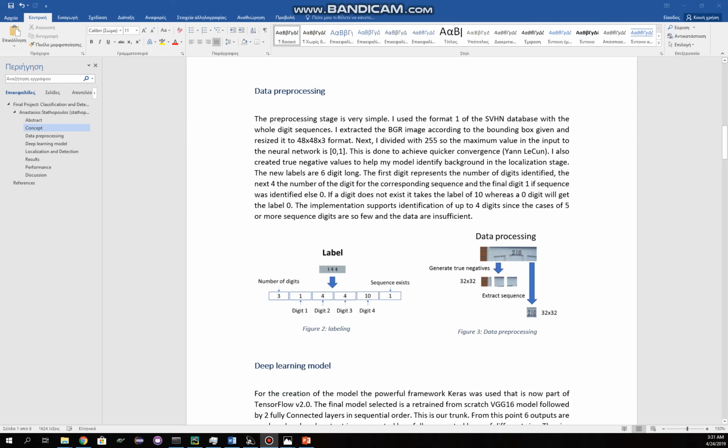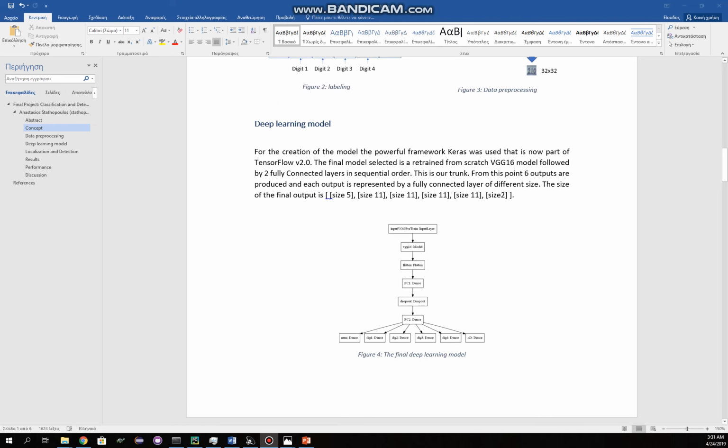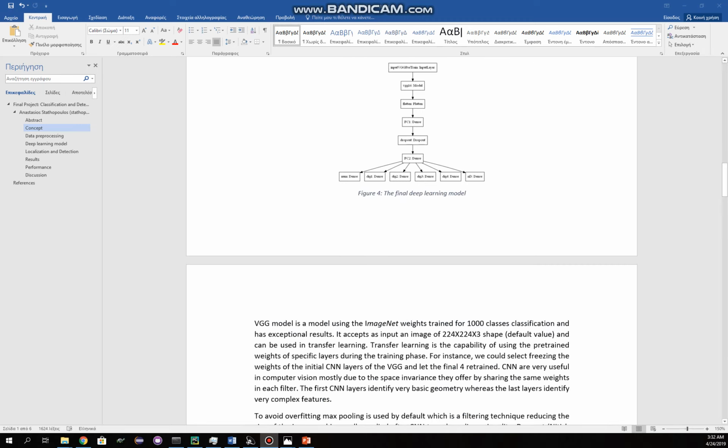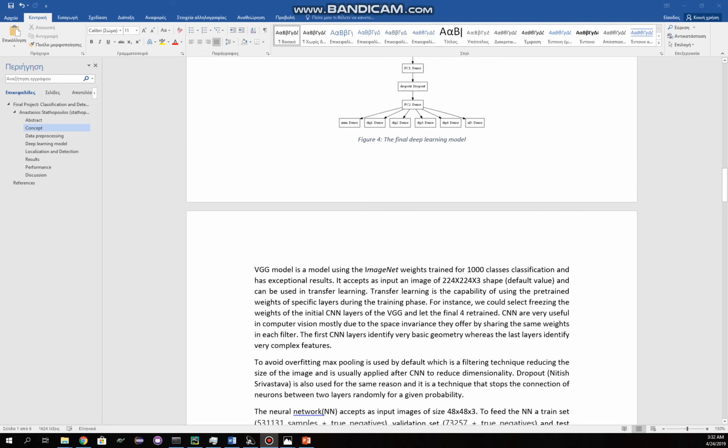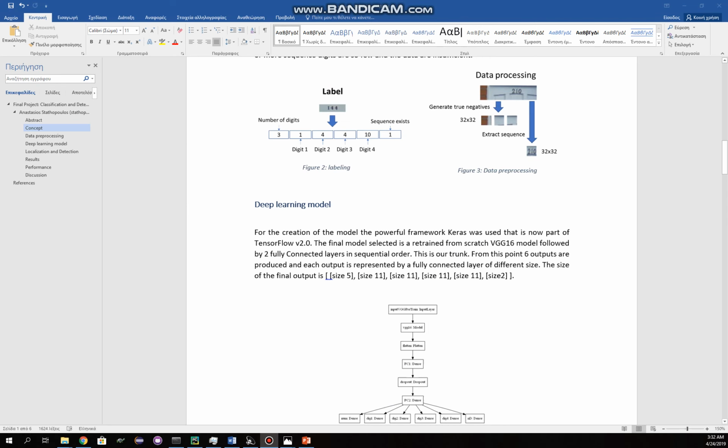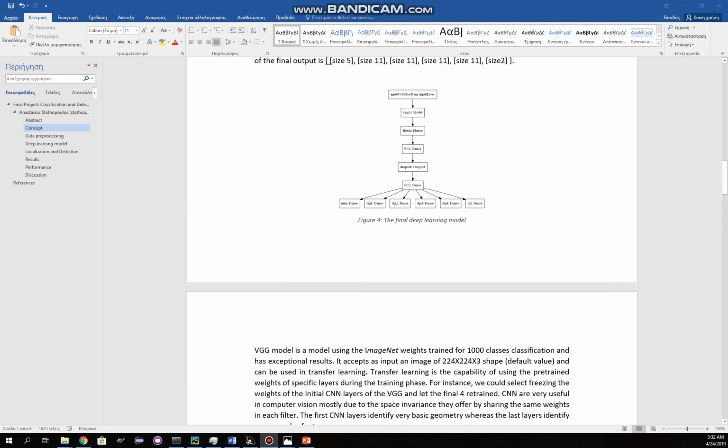You can see here in my section some details about my implementation of the data processing. Here is my deep learning model. This is the output. It's multi-labeled, so you can see 6 outputs here. It's one output course. It's actually a convolution. A fully connected network, representing each one of these inputs here.